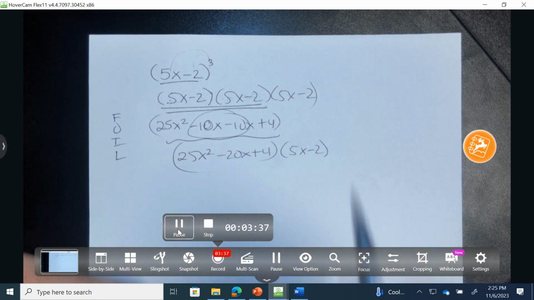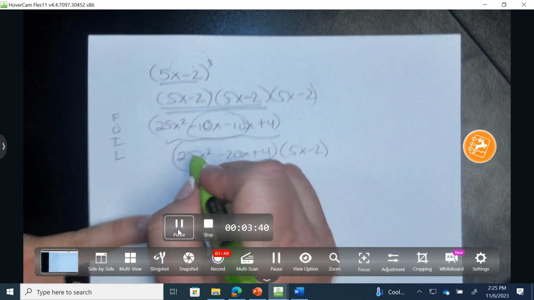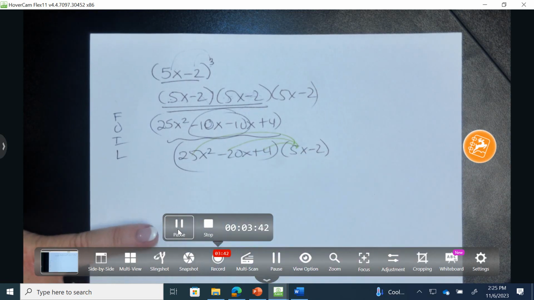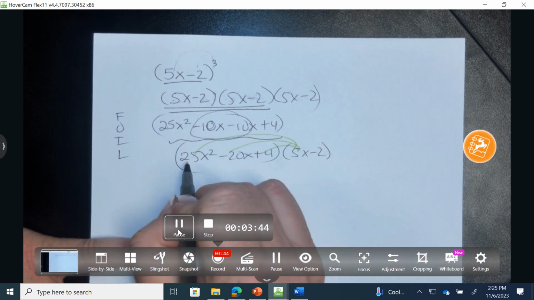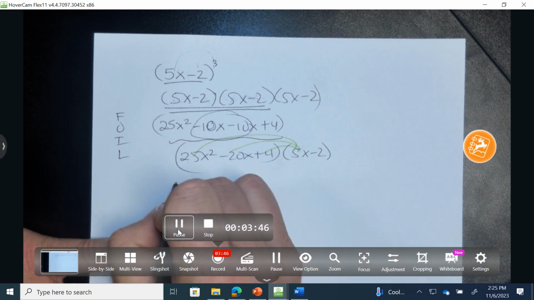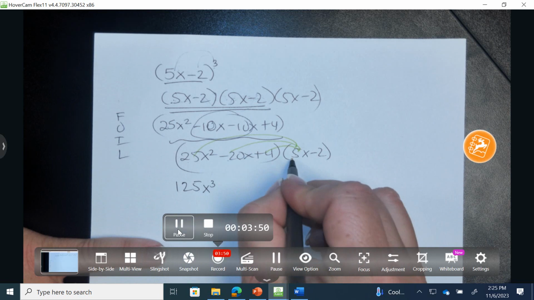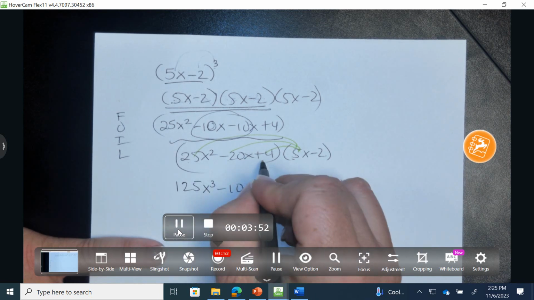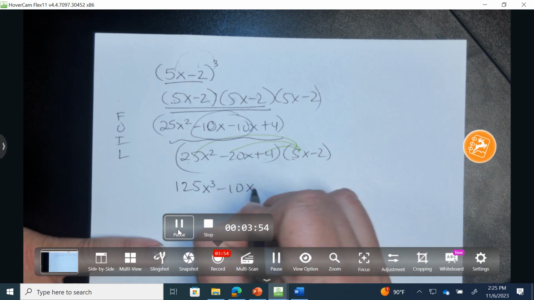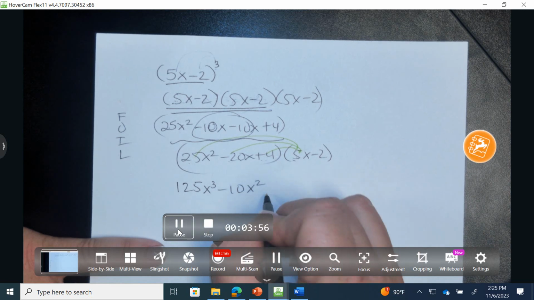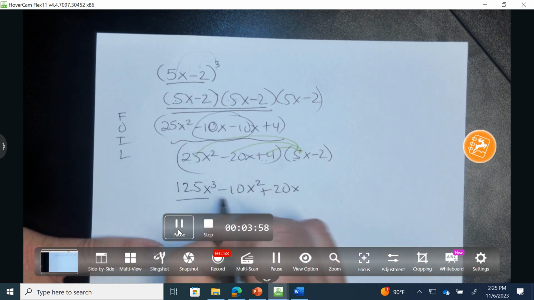Now we move into exactly what we just did on the first 2 problems. I'm going to have 3 rainbows here. 25 times 5 is 125x cubed. Negative 20 times 5 is negative 10x. 4 times x squared. 4 times 5 is positive 20x.